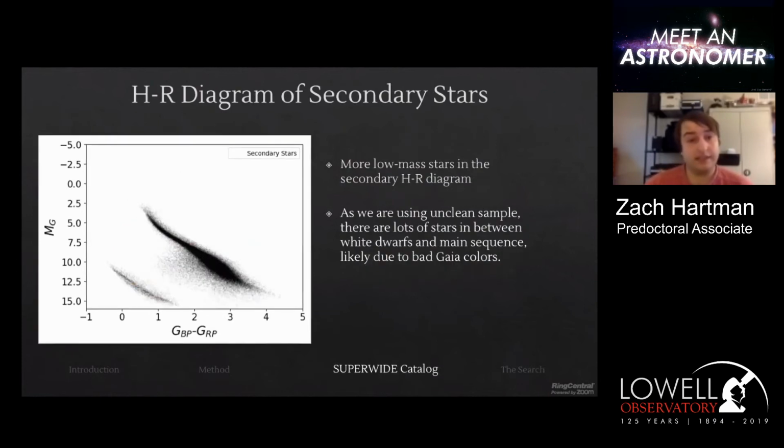The secondaries look kind of the same, although there's not a lot of stars up here anymore. And the reason for that is that as you go down on this main sequence, the mass of your star decreases. So up here, around 0.8 on the x-axis, kind of where my cursor is, that is where the sun would reside, so solar mass stars would reside there. And as you go down the main sequence, you get lower and lower mass stars. Now, you may have noticed that in this middle area here, there are a lot more stars than there were previously. We believe that these are mainly due to bad Gaia colors.